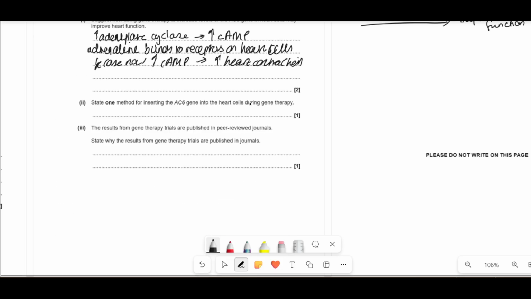So, state one method for inserting the AC6 gene into heart cells during gene therapy. Your options are a viral vector, or you could use a liposome. So I'm just going to write viral vector. Now it says the results from the gene therapy trials are published in peer-reviewed journals. Suggest why the results from gene therapy are published in journals.